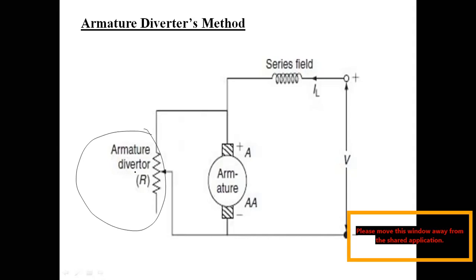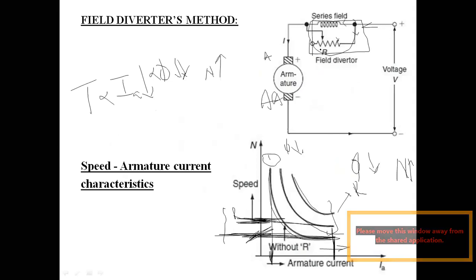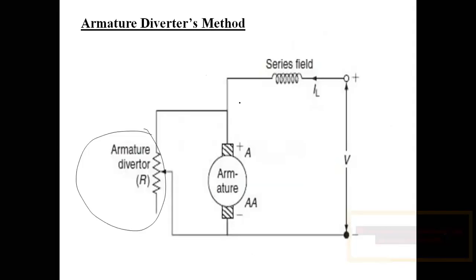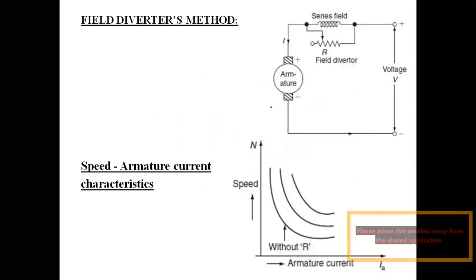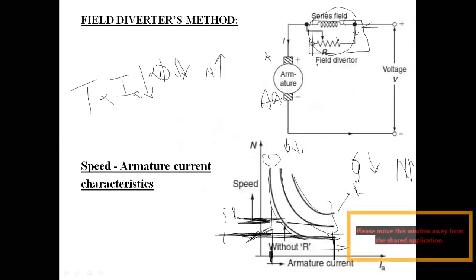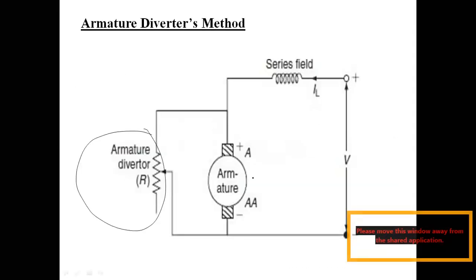Whatever resistor you have taken is a variable resistor. In the previous method, the diverter is placed parallel to the series field. But here in this method, the diverter has been placed parallel to the armature terminal. See the differences between the first method and the second method connection.